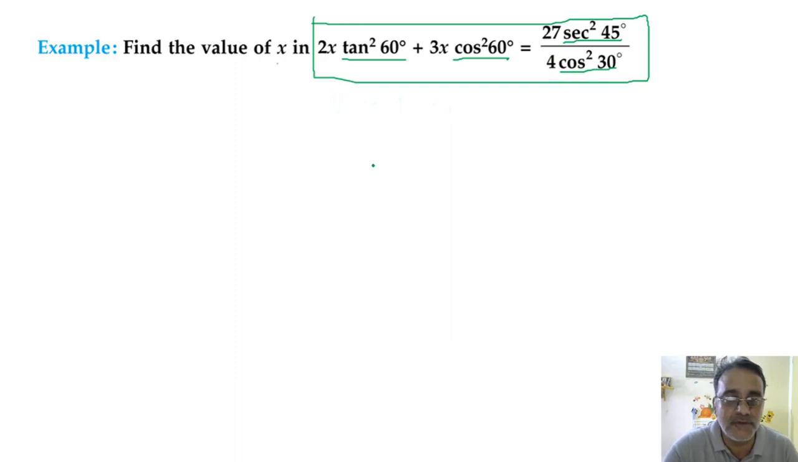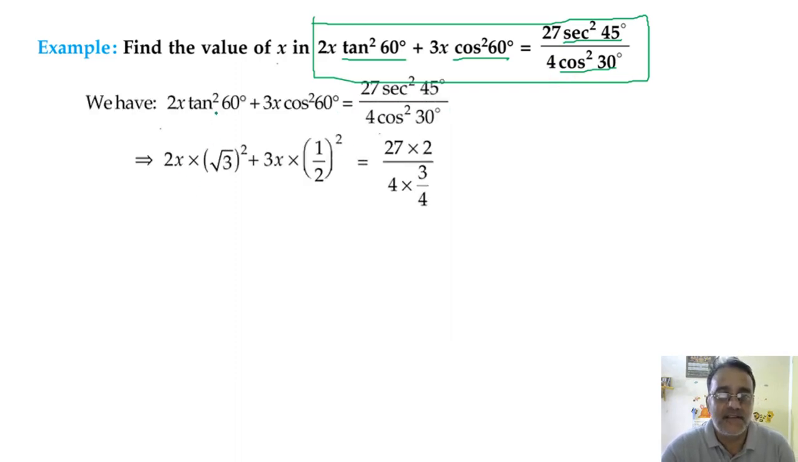Now we are going to substitute. See, tan 60 is root 3, cos 60 is 1 by 2, sec 45 is root 2 whole square, that will become 2. Cos 30 is root 3 by 2, root 3 by 2. So 3 by 4. Now this will become 3 and this will become 1 by 4. Right? 3 into 2 will become 6 plus 3x upon 4 and this will become 54 by 3. Any doubt till now?